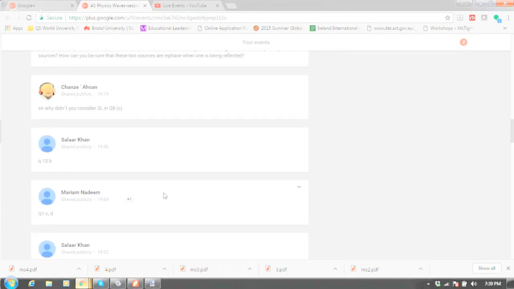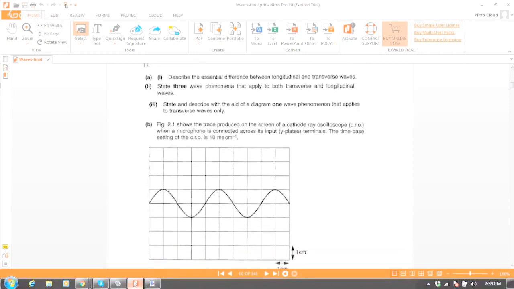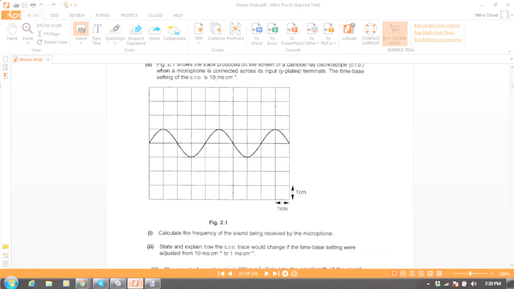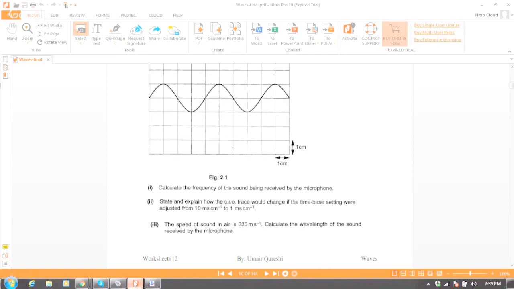Salar's question, question number 13 part B. Question number 13 part B says that figure 2.1 shows the trace produced on the screen of a cathode ray oscilloscope. The speed of sound in air is 330. Calculate the wavelength of the sound received by the microphone. So he has adjusted it. State and explain how the CRO would change the time-base setting. This is the CRO question.